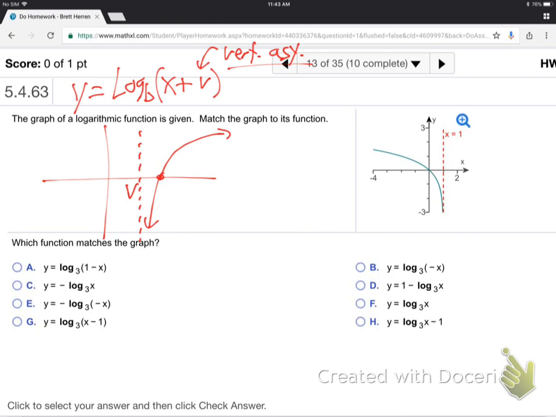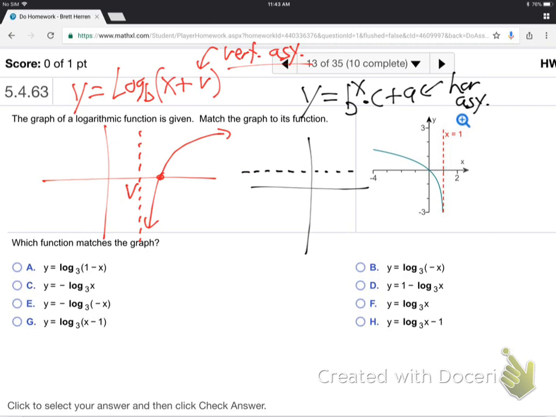I think it's helpful, probably, to put the exponential right next to it. Remember exponential? B to the x times c plus a. A is the horizontal asymptote. Exponential graphs at A look like this, don't they? See how they're completely the opposite? Log graphs have a vertical asymptote. Exponential graphs have a horizontal asymptote.